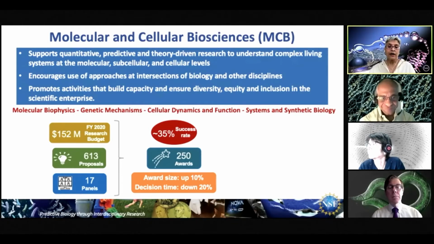And as a result of one of the outcomes of these changes has been that the award size has increased by 10%. It takes 20% less time to arrive at a decision. So the average time to decision is between 5 and 6 months. And for the most part, this is because the number of proposals submitted for review has decreased. And as noted earlier, the FY22 NSF budget is likely to increase. So this is a very good time to send your best research ideas to MCB.